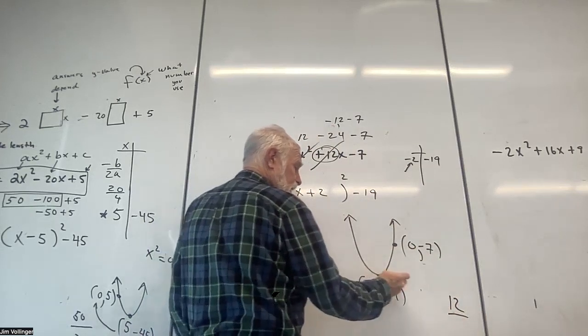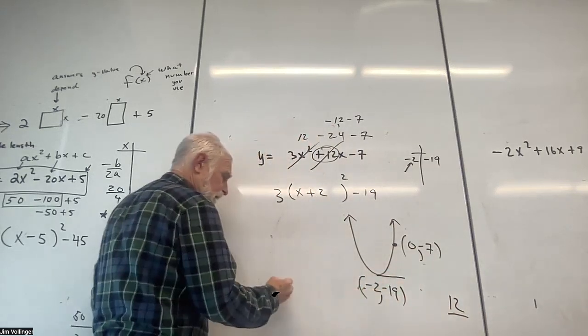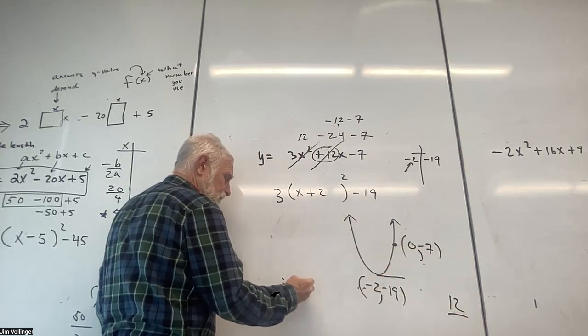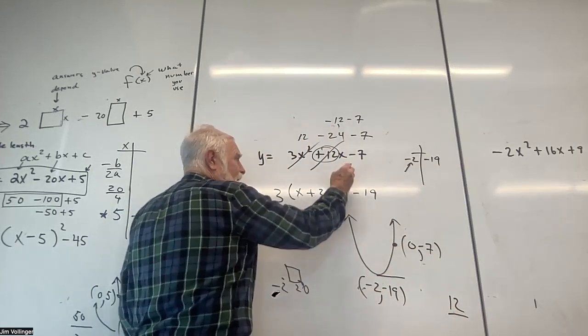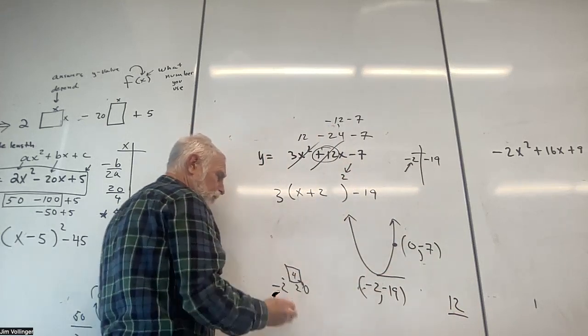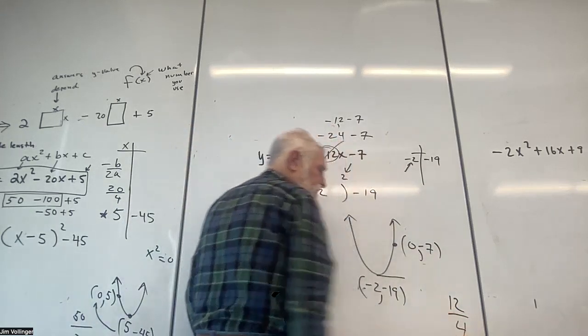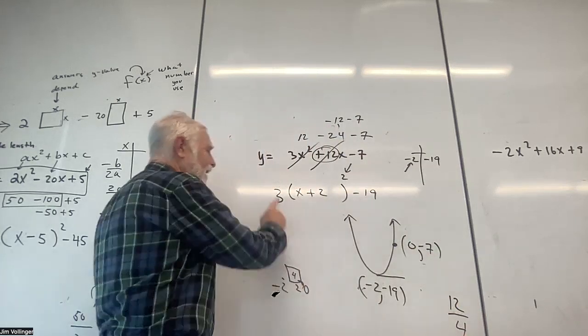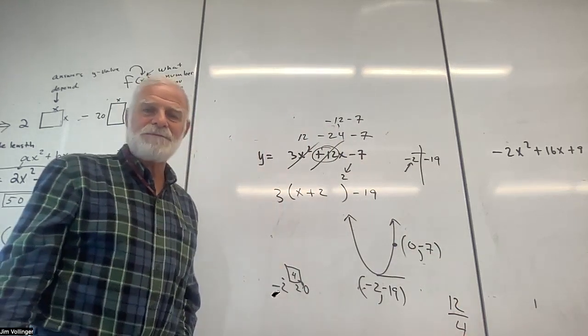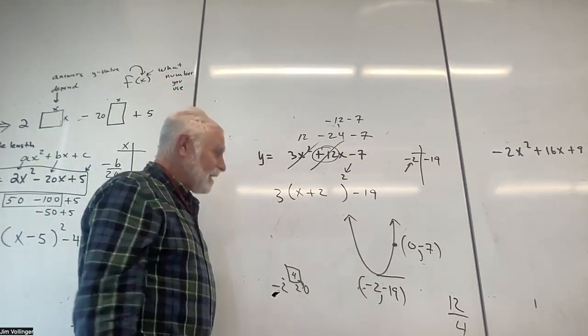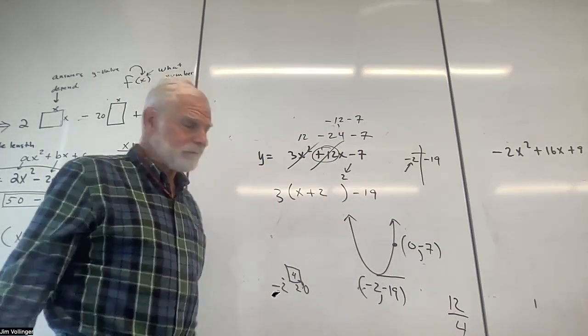And how far is it from negative 2 to 0? Negative 2 to 0 is 2 units of change, but I'm looking for quadratic change, which is 4 units. What is 12 divided by 4? The tripling process of the squaring process as measured from the vertex. That's how that function works.